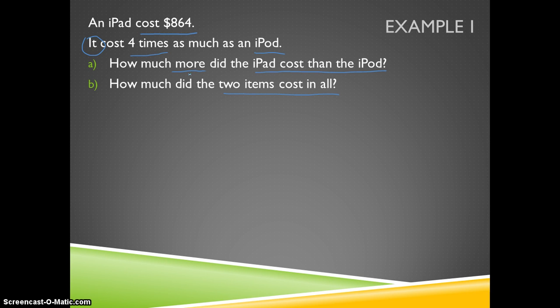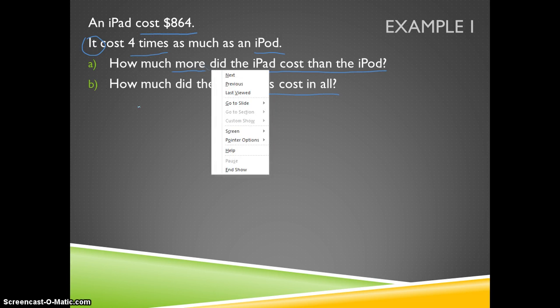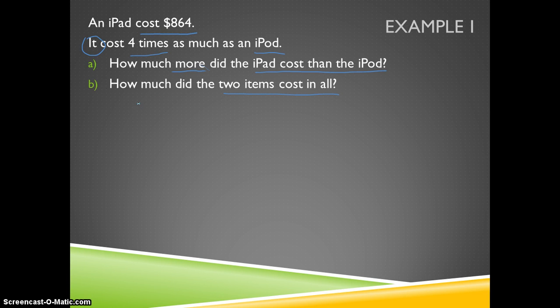Alright, so we are going to use a model, since this is the unit model concept. So we will draw a model to help visualize the problem. The first thing we need to do is, this is the iPad. The iPad costs 4 times as much, so we're going to draw 4 units, and the total will be 864, right?